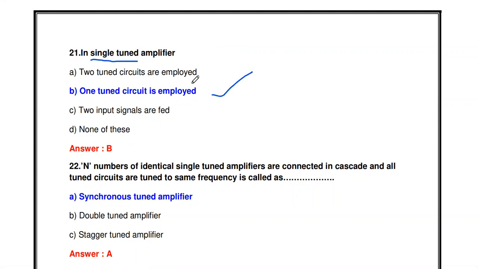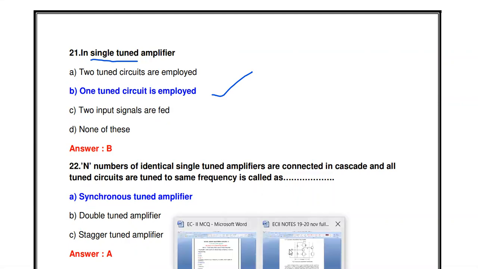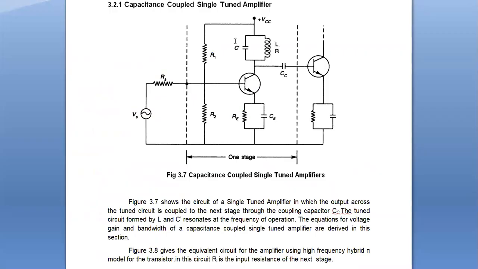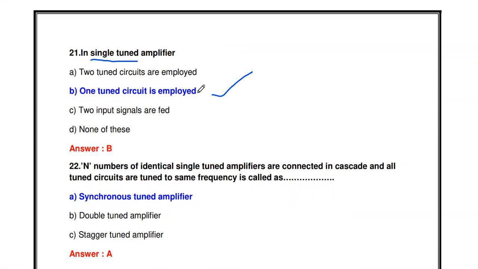Okay, in the collector, this is the circuit diagram of a single tuned amplifier. Here only one tuned circuit, an LC circuit, is connected. If it is a double tuned amplifier, two tuned circuits are connected in the collector. So only one tuned circuit is employed.